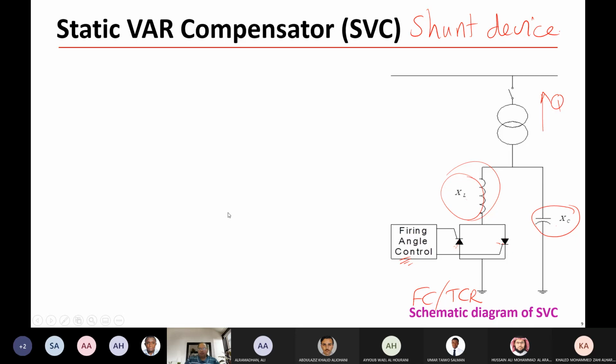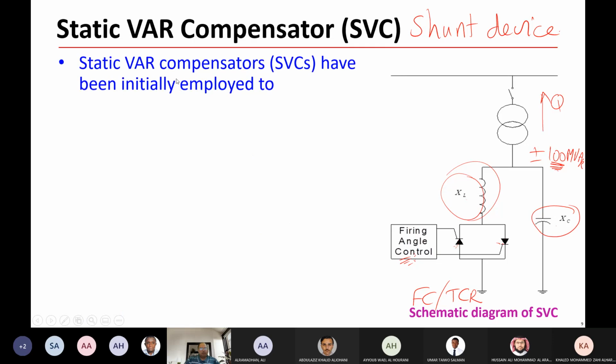You can have plus minus, for example, 100 megavolt ampere reactive, megavar. So you can inject either 100 megavar, plus or minus. Of course, this can be controlled. You can have 50, you can have 30 by controlling the firing angle of the thyristor.